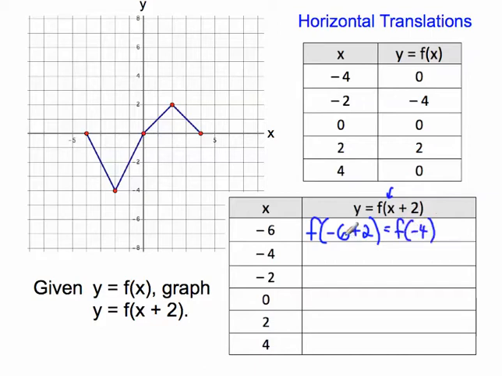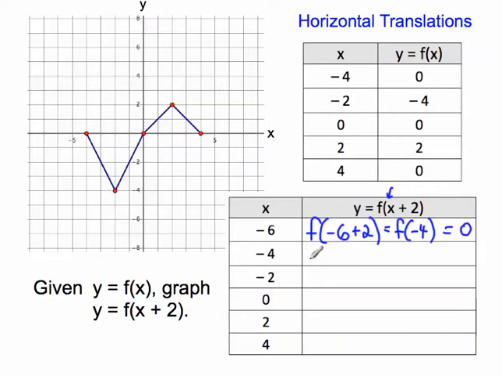Again, what we had to do was change the input. We added 2 to the input before we actually put it into the function. So now we're looking for f of negative 4. We can find that by looking at the original table, because this defines the f of x function. Here's x of negative 4, so f of negative 4 is that one. So when x is negative 6, f of x plus 2 is f of negative 6 plus 2, which is f of negative 4, and looking it up on the table above, that's equal to 0. So now we have the ordered pair negative 6, 0 on this new graph.